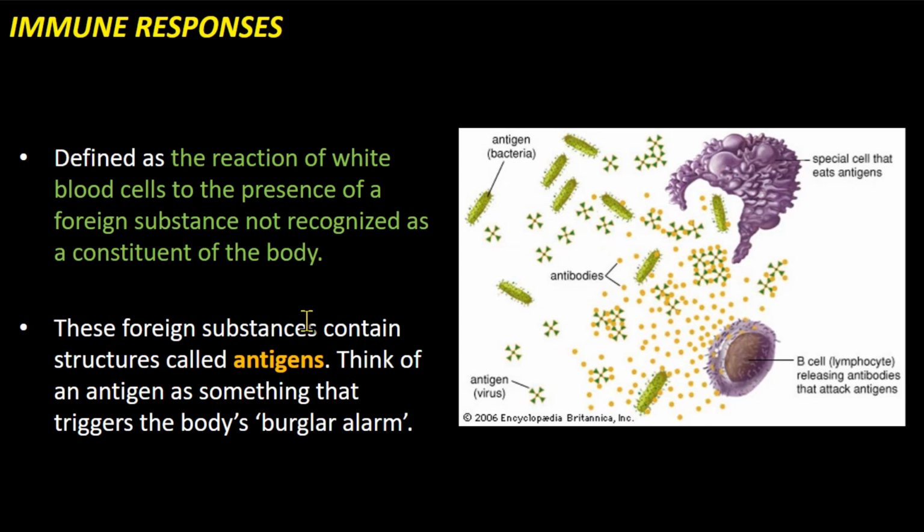So these foreign substances contain structures that are called antigens. Say here we have a bacteria, the bacteria is going to have antigens on them. Think of the antigen as something that's going to trigger the body's burglar alarm. It's going to sound the signal and allow the white blood cells to come and enact an immune response.